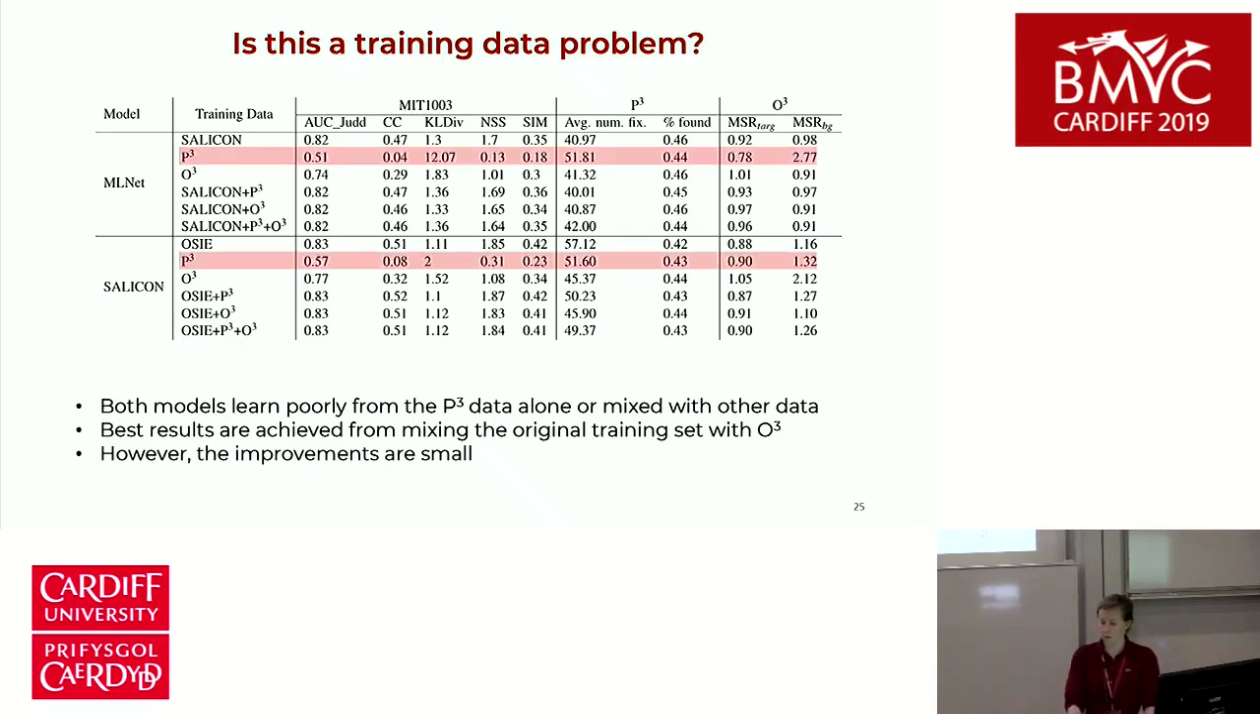We can see that both models actually fail to learn anything from the P3 data alone or when it's mixed with other sources of data. The results are overall quite terrible. It doesn't learn anything at all. Better results we get from training on O3 alone. And then the best results are achieved from mixing the original training data with the O3 data. But improvements are actually not very significant.